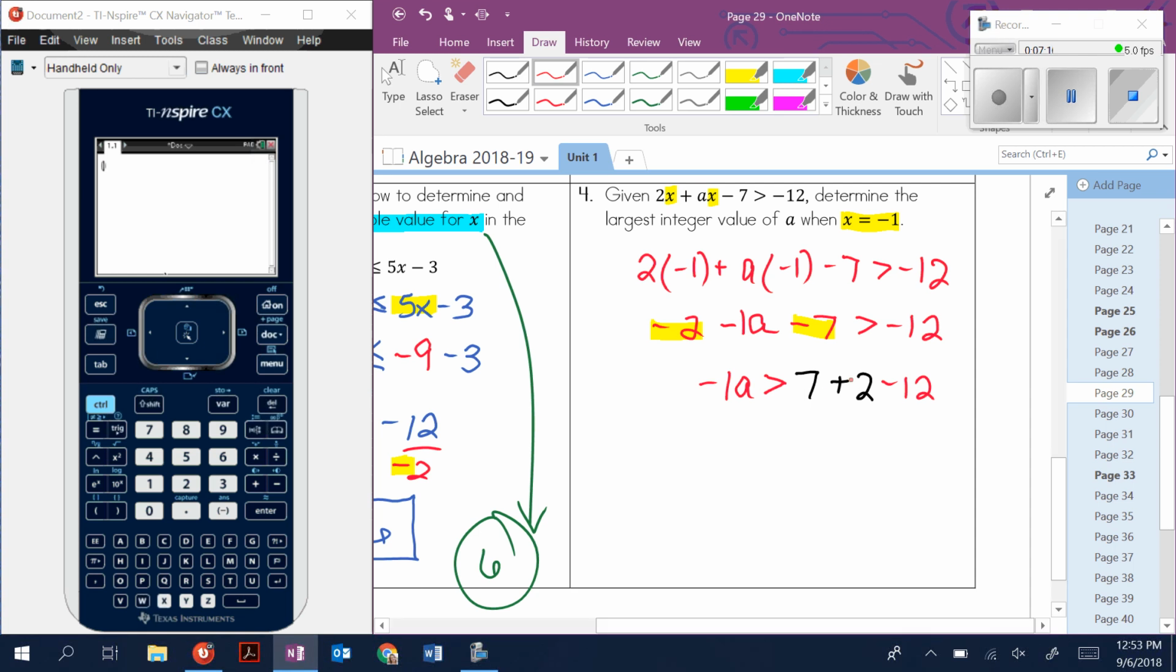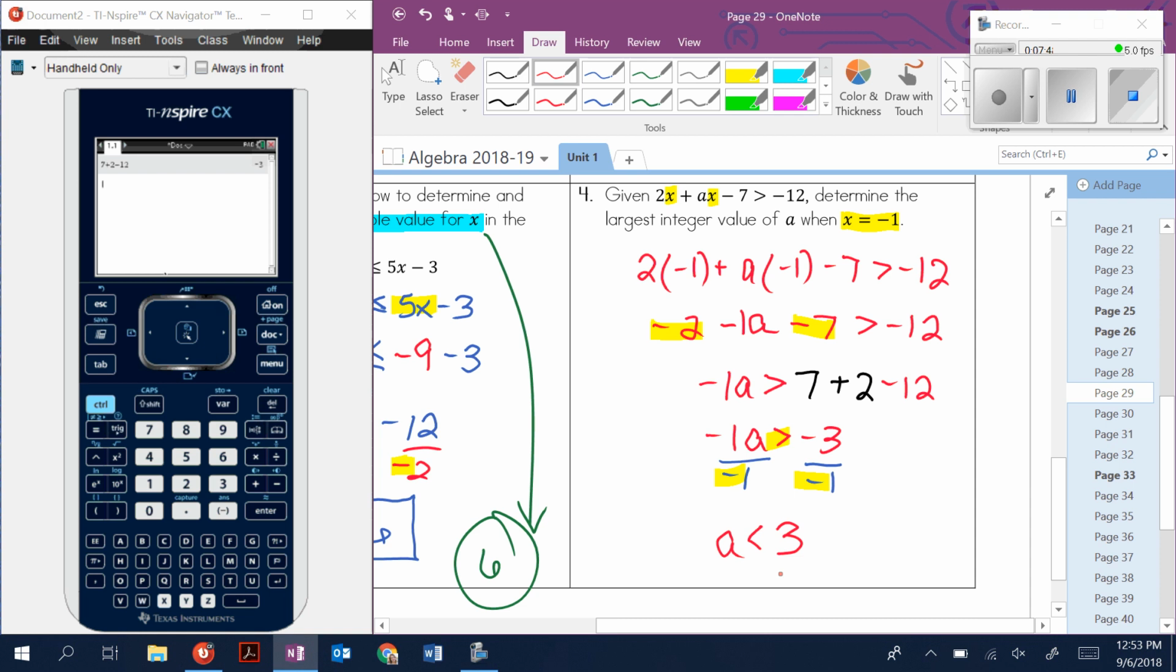All right, 7 plus 2 minus 12. Well, if you're not exactly sure what that is, we can use our calculator. That gives us negative 3. So we now have negative 1a is greater than negative 3. And you got it. We're going to divide both sides by negative 1. And oh my gosh, we're dividing both sides by a negative again. What happens to the sign? It switches. You're right. a is going to be less than 3.